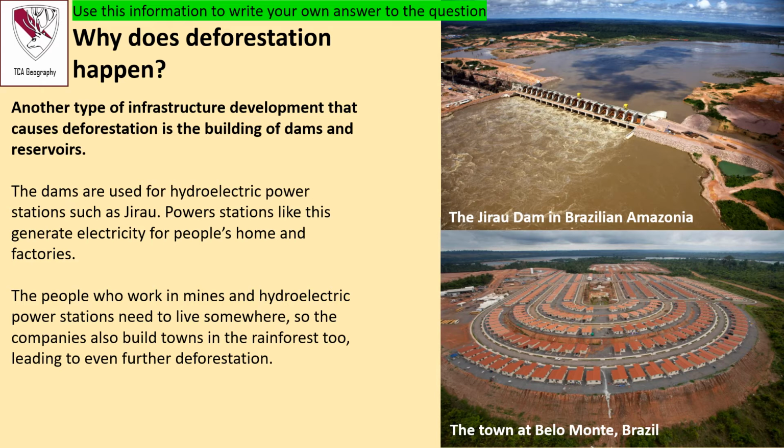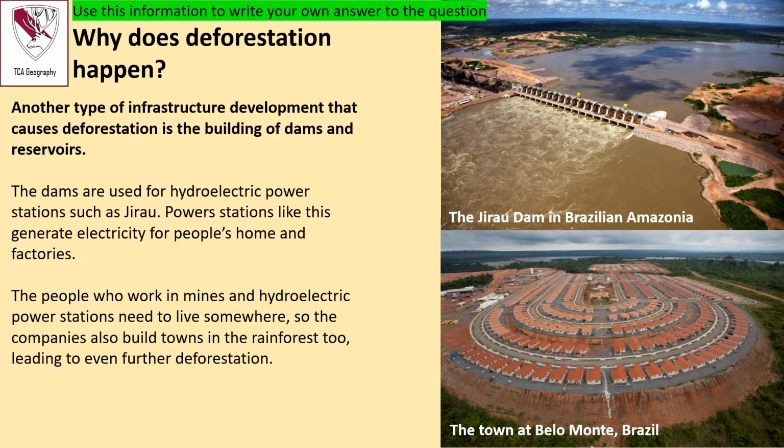Another type of infrastructure development that causes deforestation is the building of dams and reservoirs. Now, infrastructure is a very important word in geography. Infrastructure is the stuff around us that connects buildings to each other, that connects energy to each other. It's the stuff that we need, like power and electricity, roads and railway, even things like broadband. That is infrastructure. Well, dams like the Jirau Dam in the Brazilian Amazonia are used for hydroelectric power stations.